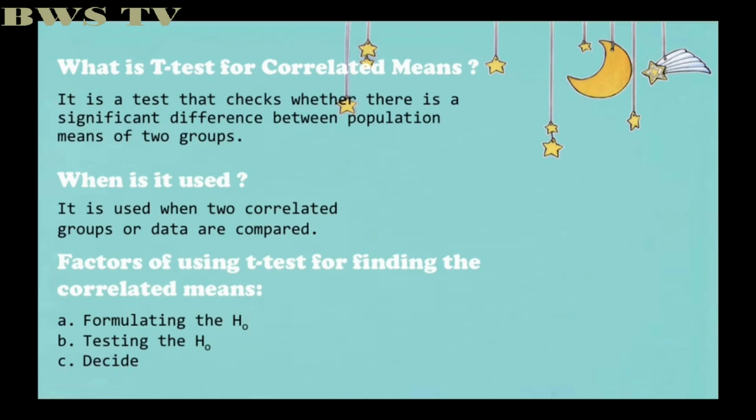So these are the factors of using t-test for finding the correlated means. A. Formulating the null hypothesis. B. Testing the null hypothesis. And C. Decide.